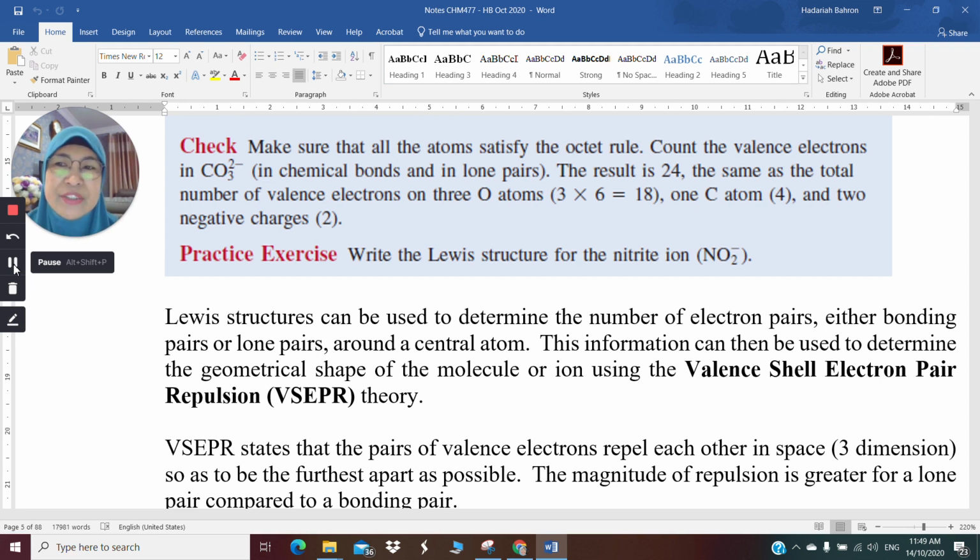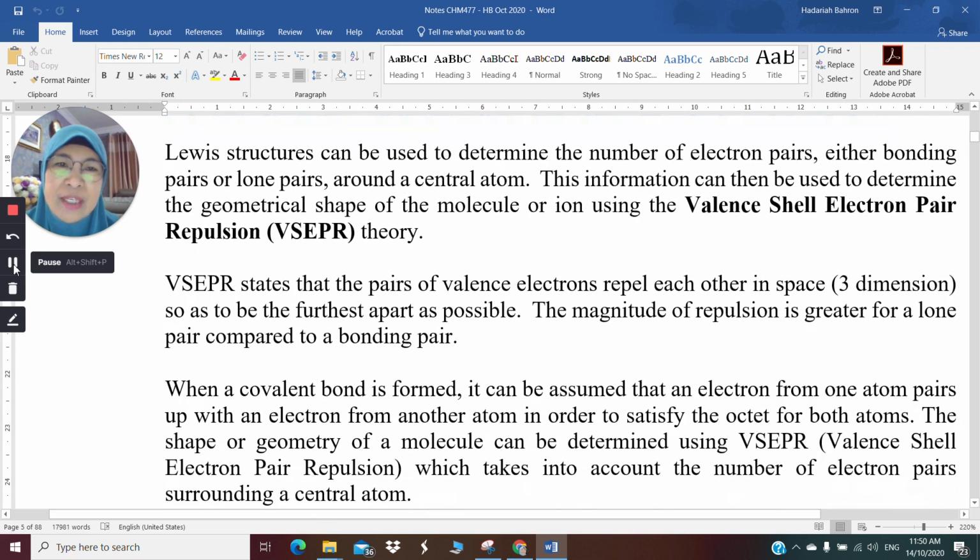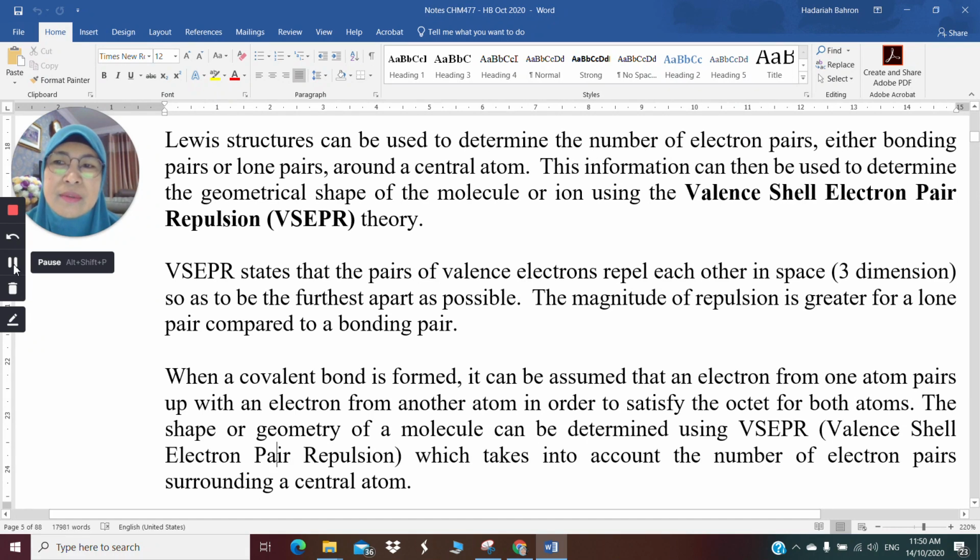I'm going to continue with the second lecture of CHM477, and this lecture will cover valence shell electron pair repulsion theory, VSEPR. We did a revision on how to do Lewis structures for molecules, and you've done a few exercises as well on that. Based on the Lewis structures that you drew, we can determine the shape of the molecule using the VSEPR theory, valence shell electron pair repulsion.